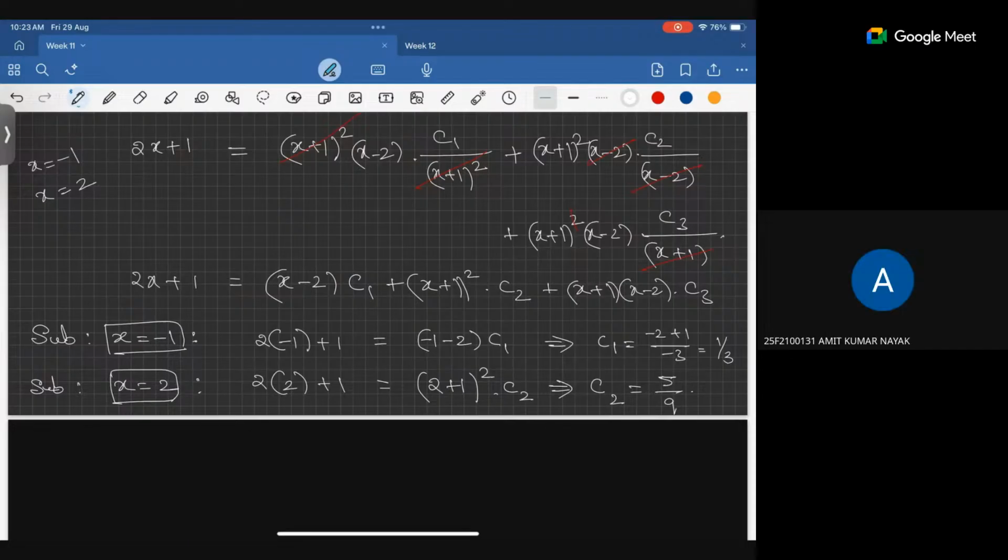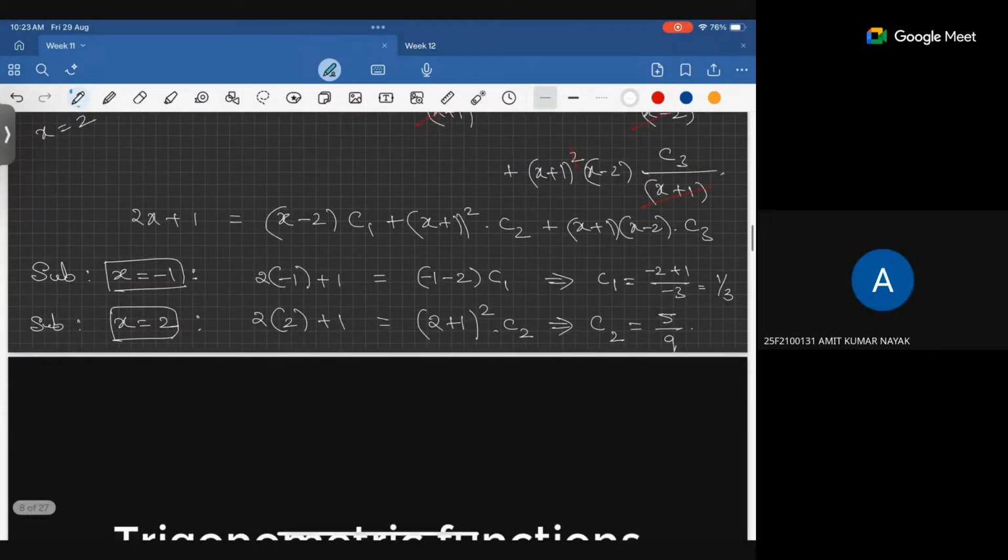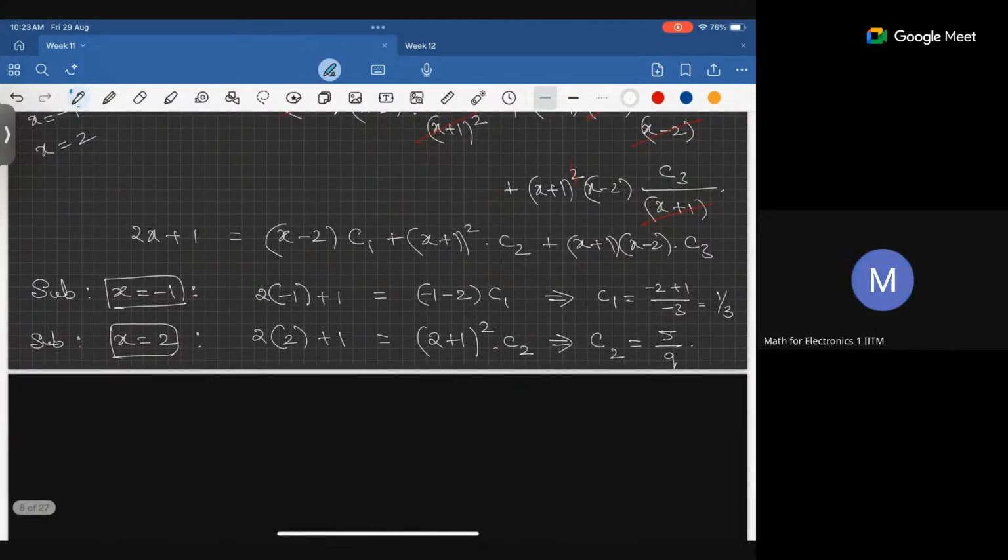Substituting C1 and C2 in that above equation and consolidating it, we'll get C. That's it. Put some value of x, you'll get C3. So substitute C1 and C2 here. You'll get an equation. So what you'll get?